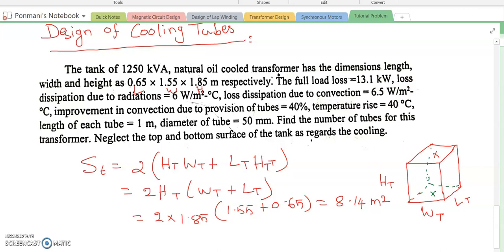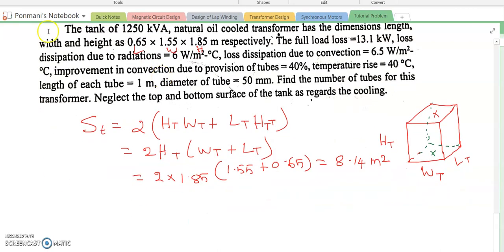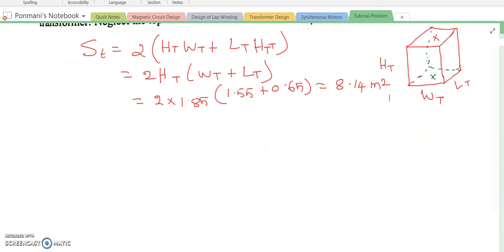Okay. So then we have to calculate the loss dissipation surface of the wall, and we have already derived the equation in the theoretical portion. Due to convection it is 6.5, and due to radiation it is 6. So it is 6 plus 6.5, that is 12.5 watts per meter square degree Celsius. So the loss dissipated by tank walls.